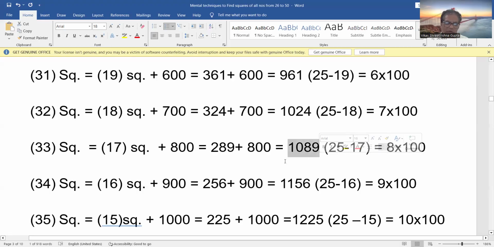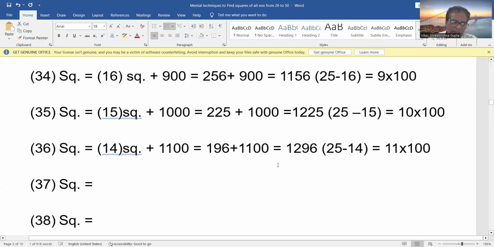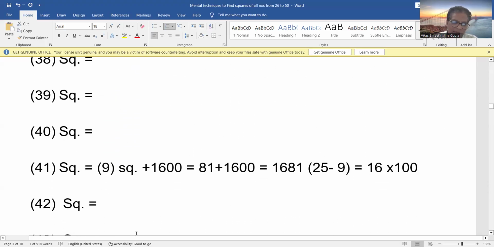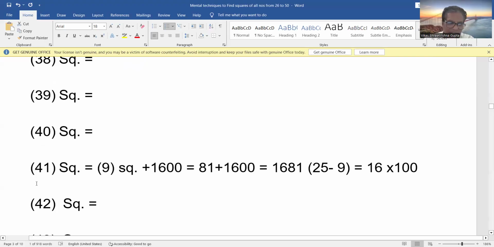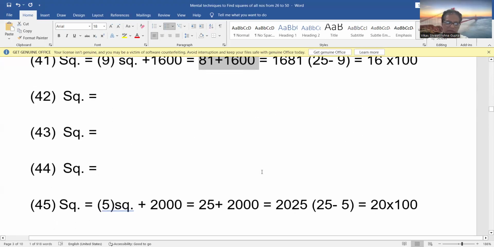In the same way, you go for all the numbers, 34 square, 35 square, 37 square, 39. Now the number is 41 square. Now 41 is how much ahead of 25? It is 16 steps ahead of 25. So you go 16 steps back of 25. You get the number 9, as 25 minus 16 is equal to 9. So 9 square plus 16 into 100, that is 1600. So 9 square is 81 and 41 square is 1681. In the same way, you can find all the squares.